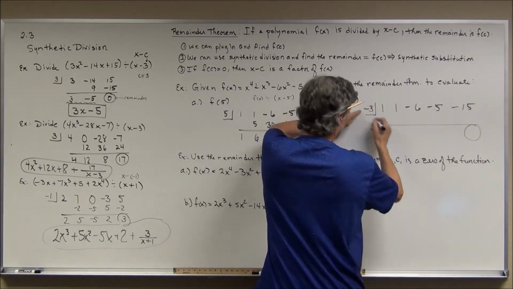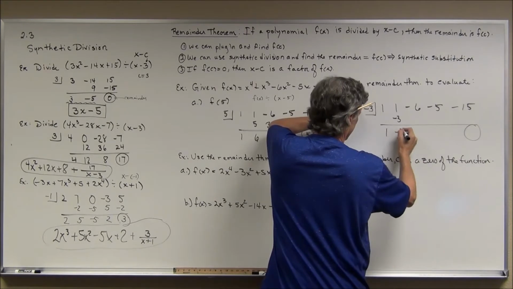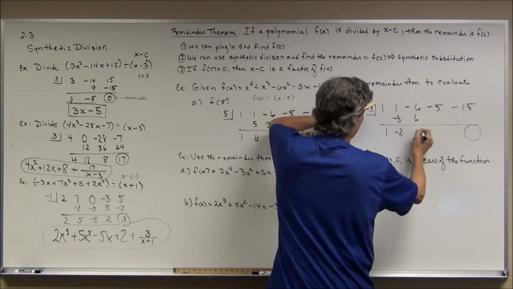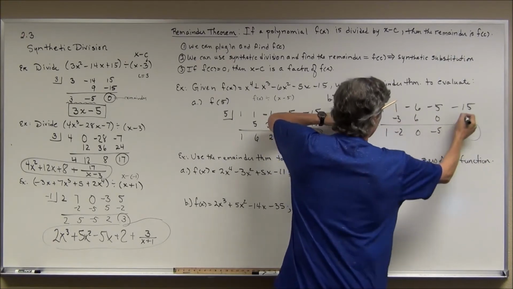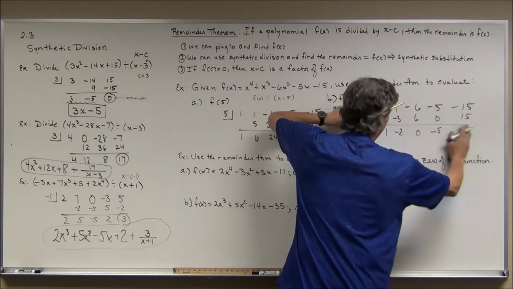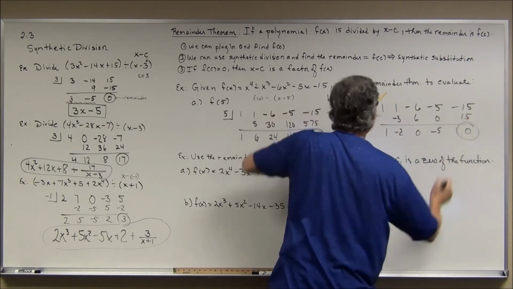So 1, negative 3, add negative 2, multiply 6, add 0, multiply 0, add negative 5, multiply positive 15, add 0.